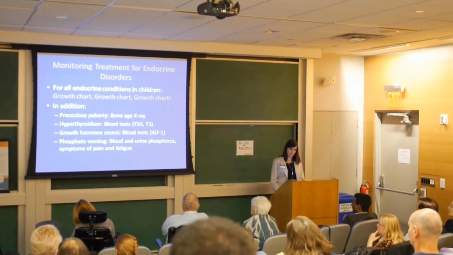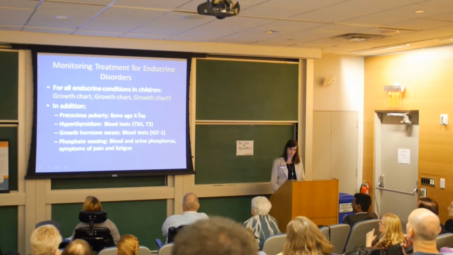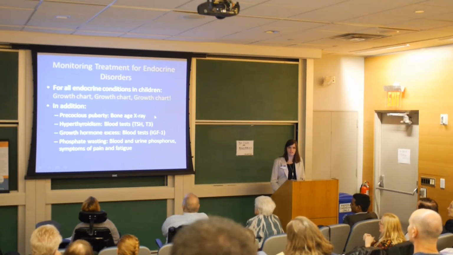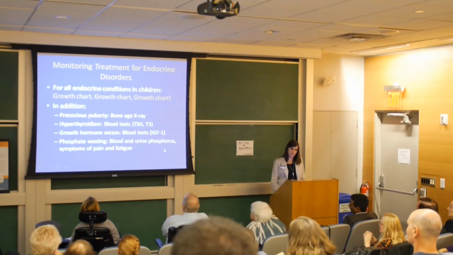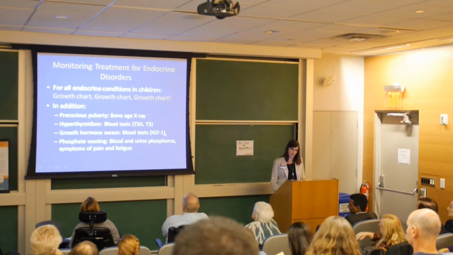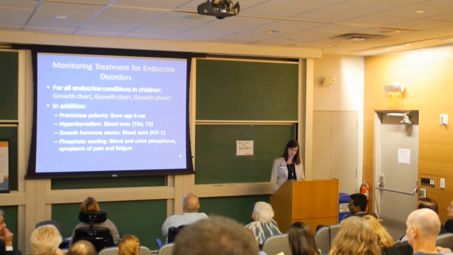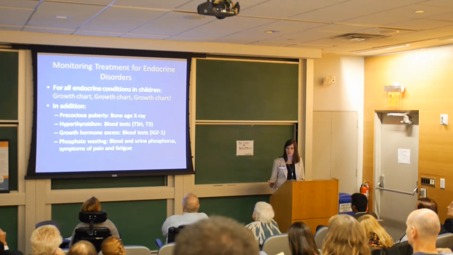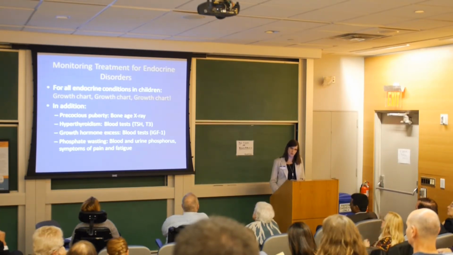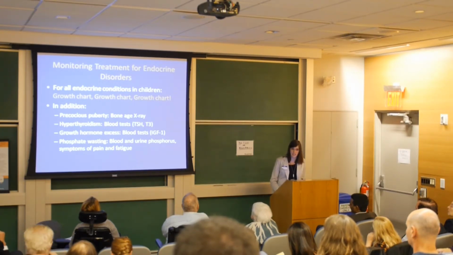For precocious puberty, as we mentioned, because the final height is our most important endpoint, bone age x-ray to see how mature the bones are needs to be done periodically. For thyroid disease, it's monitored with blood tests, growth hormone excess blood tests, and for phosphate wasting, blood and urine phosphorus levels. Also, what you may notice if phosphate wasting presents is that patients will feel very fatigued and will have bone pain. So if you develop those symptoms, it may be a good idea to have a phosphorus level checked to make sure that that's not the reason.